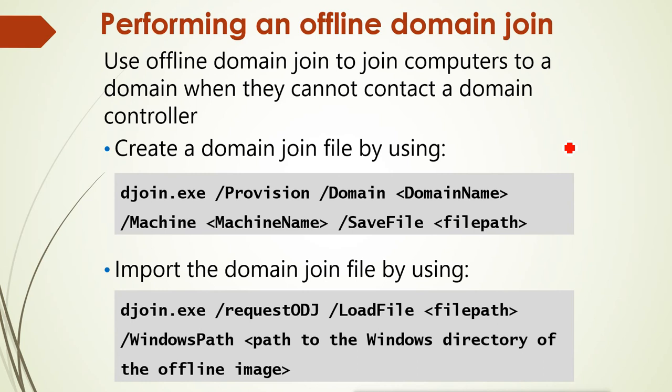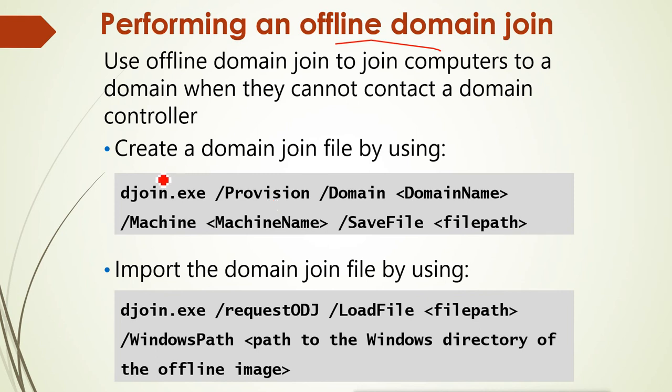Now suppose in some scenario it is not possible to connect to a domain controller. For example, we are working on a remote site and that site has no connection to the domain controller, because the domain controller is located on the other side, the WAN connection is not available, and we want to join the domain. So what we can do is offline domain joining.